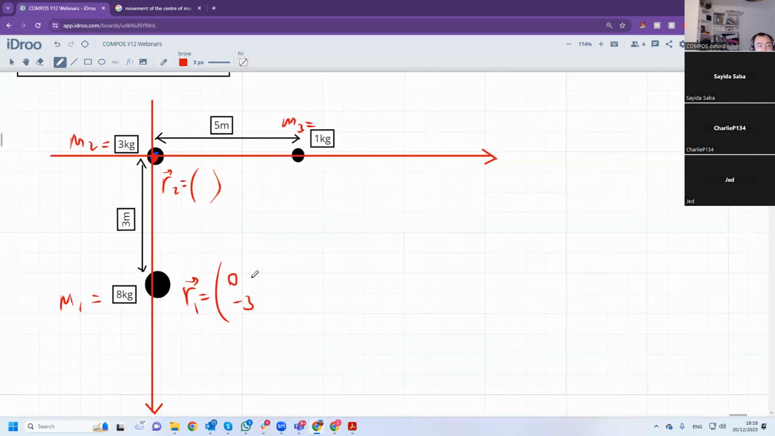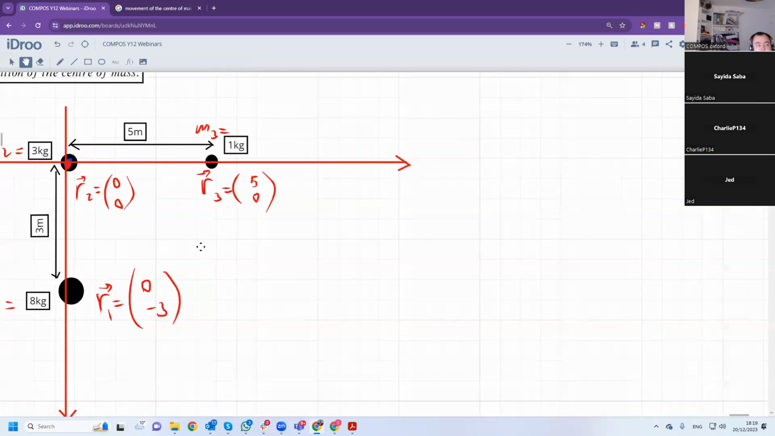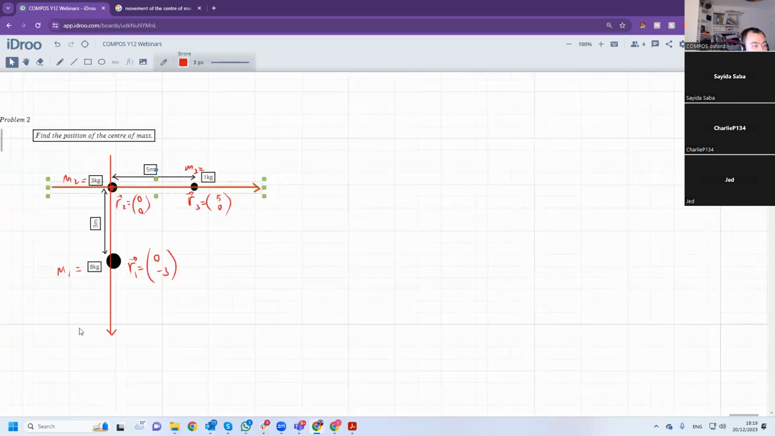Zero, minus 3, well done. What is the position vector of the second mass? 0, 0. And the position vector of the third mass is 5, 0. Okay. So you don't have to do it in vector form. You can do the x and y separately, but I want to do it for the fun of it.